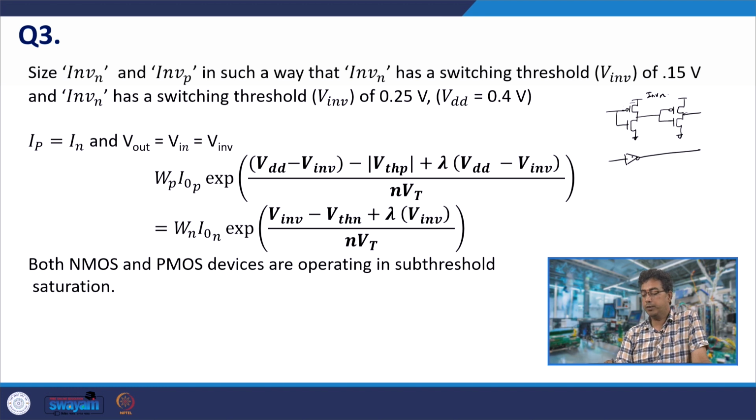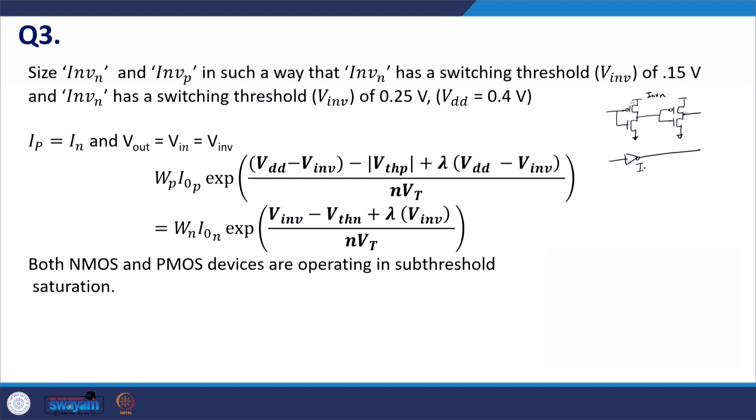So, in both the paths we had differently sized inverters, in one there was this INV N and in another one we had this INV P. So, how do we obtain this? Just by equating currents and realizing that Vout and Vin both are VINV. So, equating currents, we have these two expressions. Now, both the devices are in saturation.